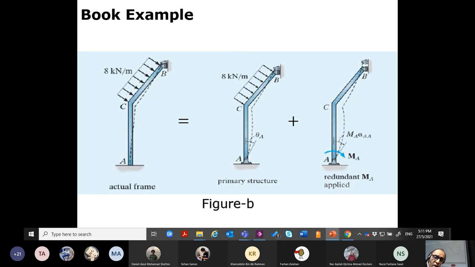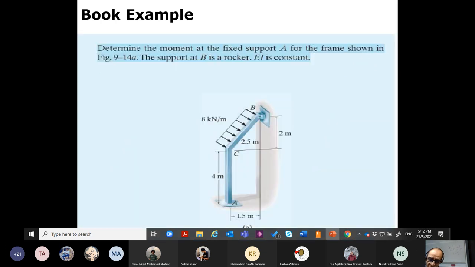So HB into this distance, which is 4 meter plus 2 meter, 6 meter. So HB into six, and you are assuming this direction. Then perpendicular to this, horizontal and vertical, this is the position at the midpoint. At this midpoint, you get 8 into 2.5, 40. So 40 cos theta is the horizontal component, 40 sin theta is the vertical component.